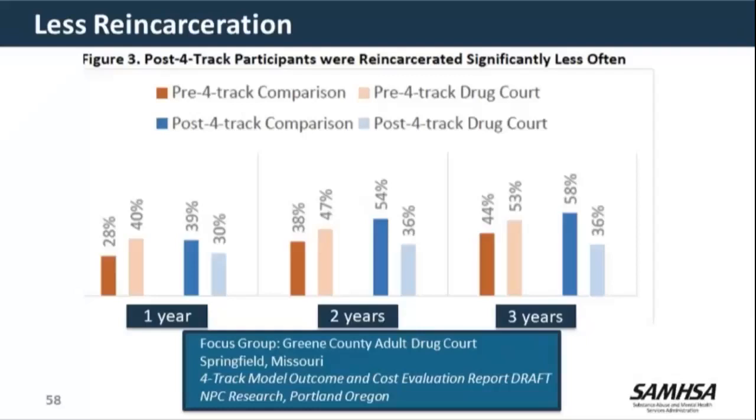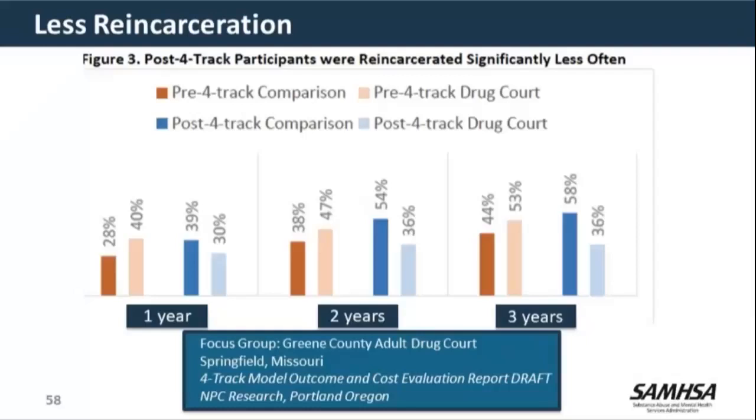So they were, again, those individuals post 4-track who would have come into drug court but did not for one reason or another. And then the light blue track are those people who completed drug court successfully after going through drug court on that 4-track model. So if you look at this, the first year out, the pre-4-track comparison group had a 28% reincarceration rate. And what I think is interesting, sometimes evaluations are painful to look at, our pre-4-track drug court actually performed worse.